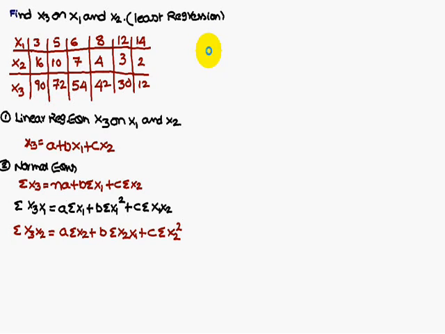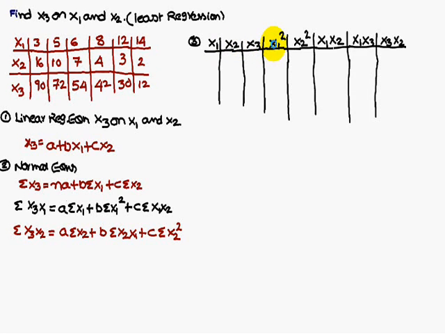So you have to prepare a table with the columns x1, x2, x3 and so on. The different columns we require are x1, x2, x3, x1 square, x2 square, x1x2, x1x3 and x3x2. All these column headings come from the normal equations. Now we substitute the values.